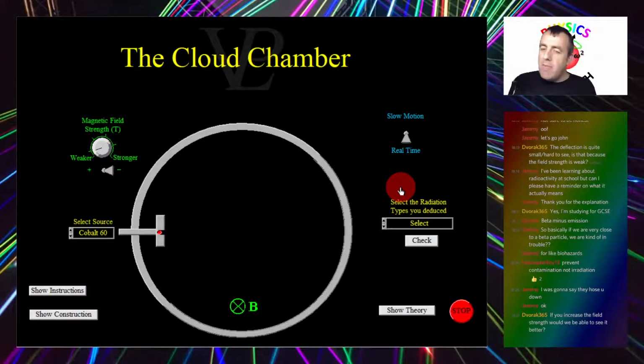No. So the thing about gamma radiation, Dvorak, is it's not charged. So it doesn't matter what the magnetic field strength was, the gamma radiation wouldn't be deflected by it. It would just travel straight through.